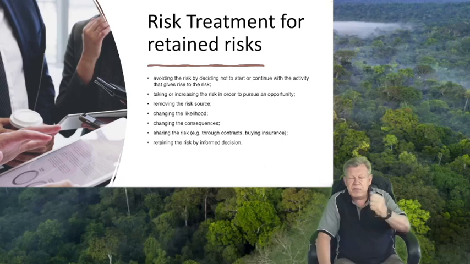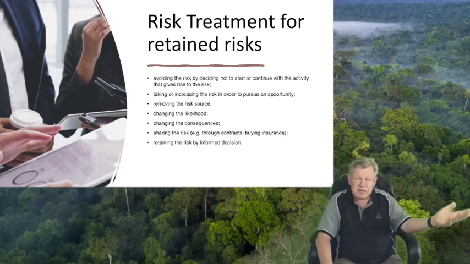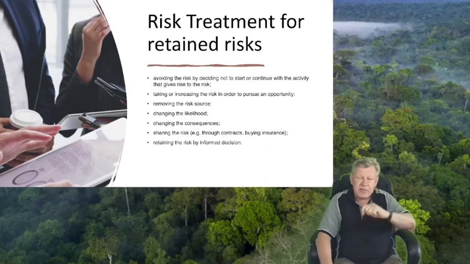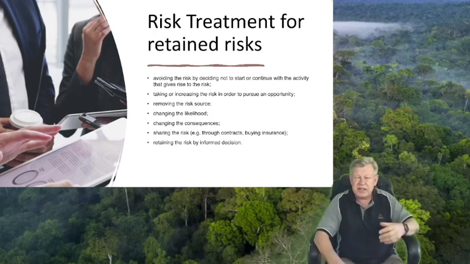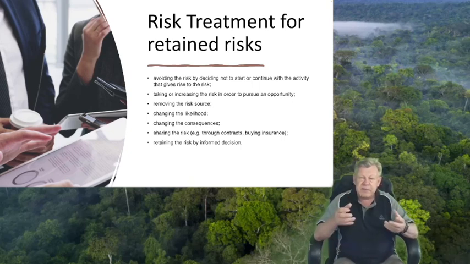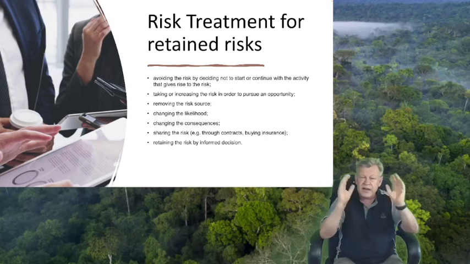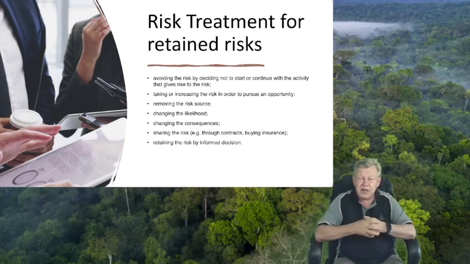I can remove the risk source. In other words, if there are toxic chemicals in my area, I can remove the toxic chemical and get rid of it so that it can't get in. For instance, if at home your children might be exposed to old medicine or chemicals, you either throw it away, get rid of it, or you put it in a place where they can't reach it.